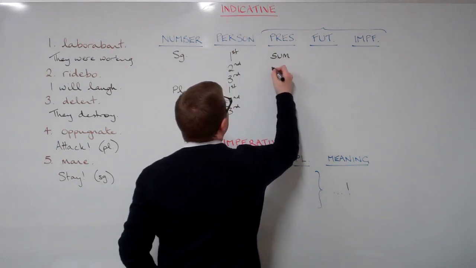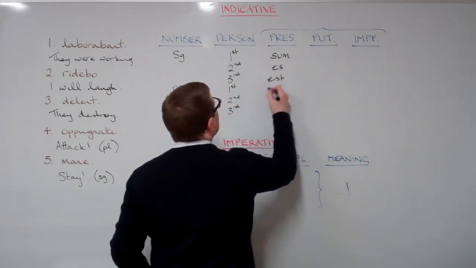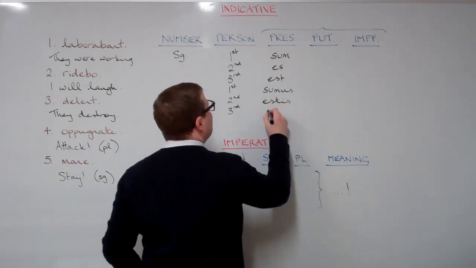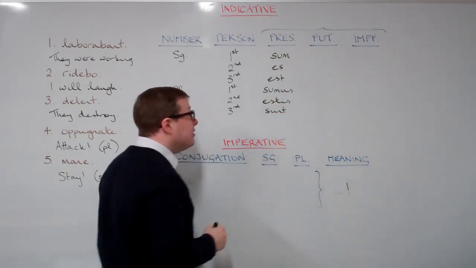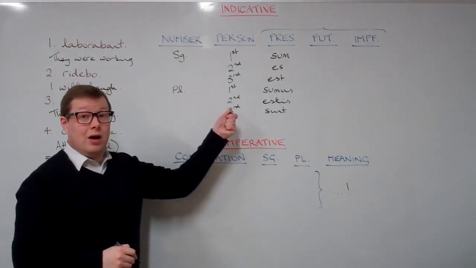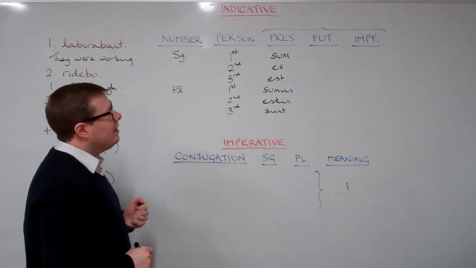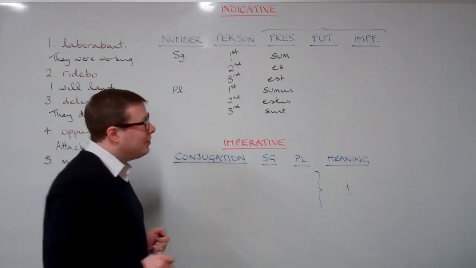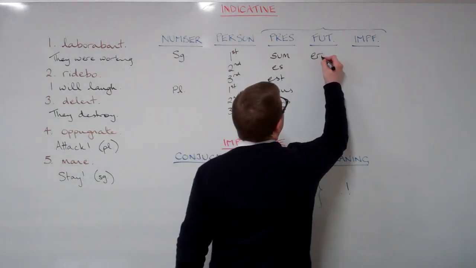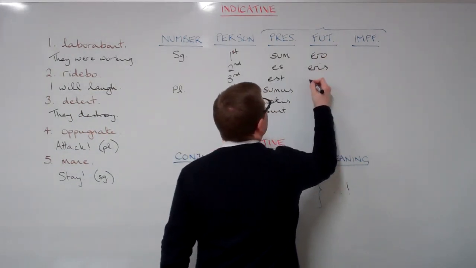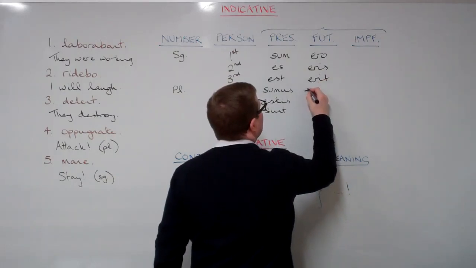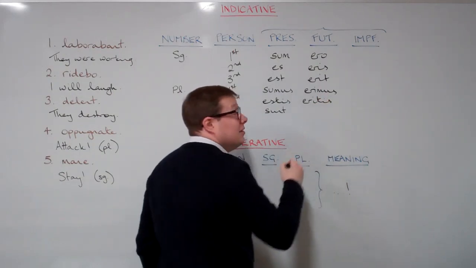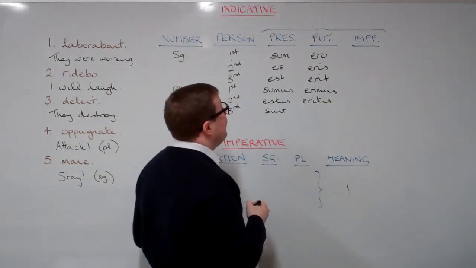It goes sum, es, est, sumus, estis, sunt. I am, you are, he or she or it is, we are, you plural are, and they are. Now, the future and the imperfect forms are also irregular, but they are going to look a bit more familiar to us, because in fact, they are simply bo bis bit and bam bas bat, but instead of a B, we have the letters ER.